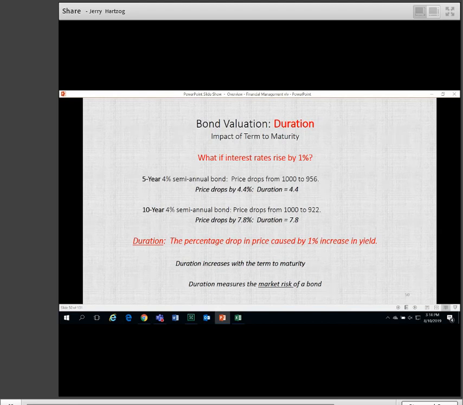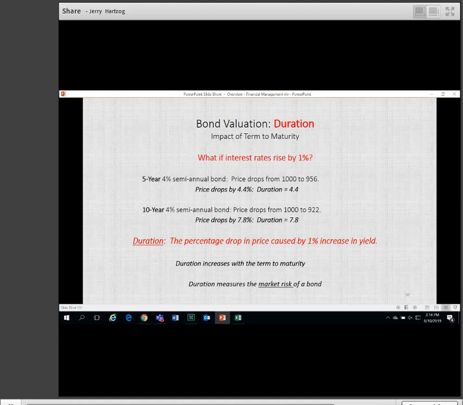Again, that inverse relationship between prices and yields. We assumed a higher yield, the price drops by 4.4%. With a 10-year bond, the price will drop by 7.8%, or we refer to that as a duration of 7.8. So duration is just the percentage drop in price caused by a 1% increase in the yield. So it's a measure of the intensity of that inverse relationship. You'll notice the long-term bond has a larger duration than the shorter-term bond. So duration increases with the term to maturity.